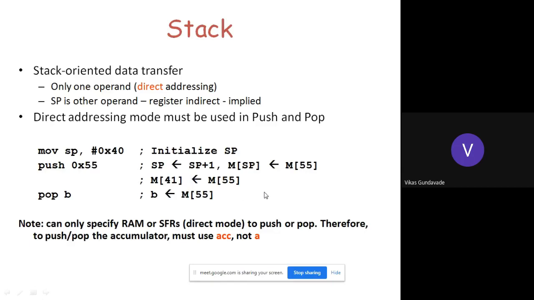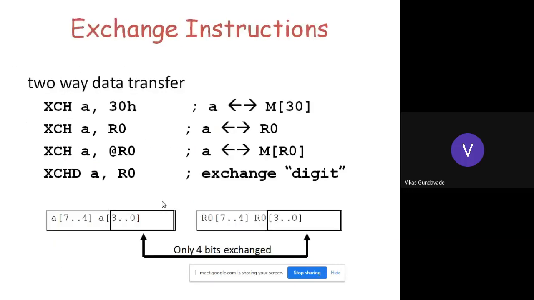Okay, similarly if suppose the instruction is executed as pop B, what will happen here? The data which is available at the stack location will get loaded into the B register. Okay, everyone is getting it? Okay, so we'll move further.